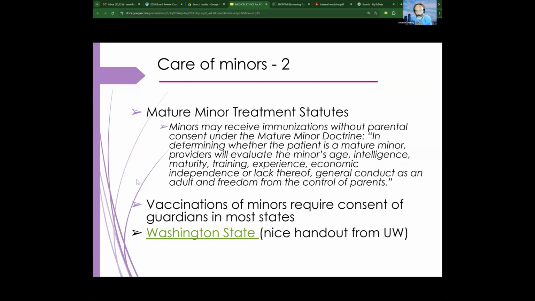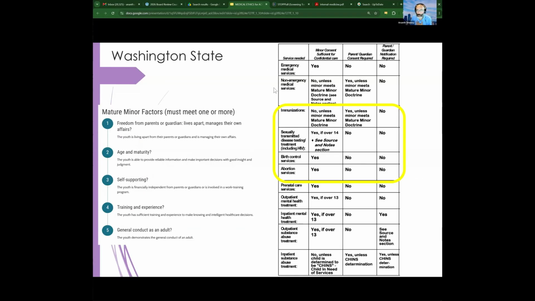I also want to call out the University of Washington has a really nice handout for Washington State. I've included just a snapshot of it here, breaking down when a minor's consent is sufficient without the minor mature statute, versus when a parent or guardian's consent is required. And so, just in Washington, as I mentioned, generally, minor's consent is not sufficient. We need the guardian. For STIs, we can proceed with treatment if they're over the age of 14. Birth control services and contraception, an emergency contraception can be provided with the minor's consent without guardian consent.